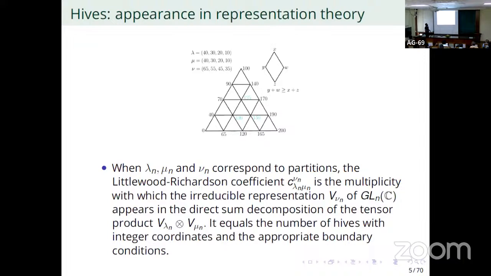Okay, so the initial way they came in is through the representation theory of the general linear group. Not only are these polytopes important in that their real points tell you something about eigenvalues, but the integer points in these polytopes, when the boundary data are integral, tell you something about the representation theory of GL_N. It tells you if you take the tensor product of two irreducible representations and decompose it into a direct sum of irreducible representations, how many representations of a particular type appear.